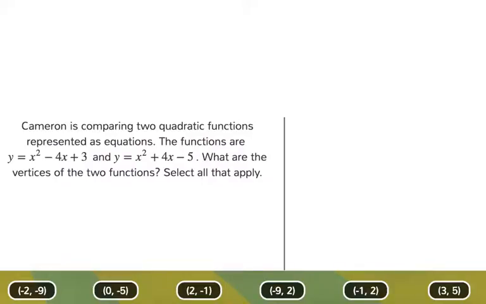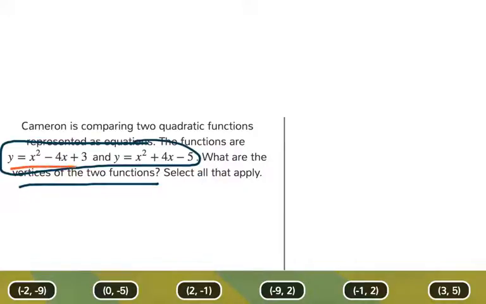All right, in this question we are being asked to find the vertices of these two functions so that Cameron can compare them. The most important thing to remember here is that to find the vertex of any quadratic function in standard form, and you can see our functions are in standard form, you just use the equation h equals negative b divided by 2a.